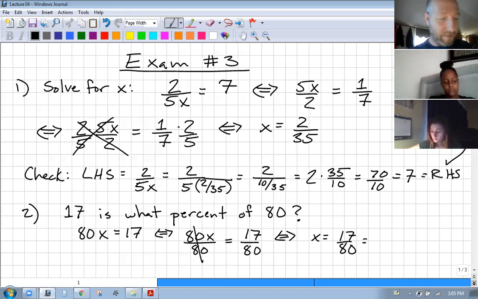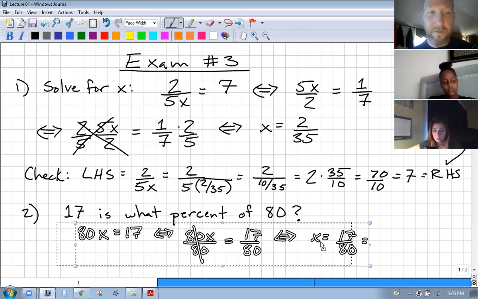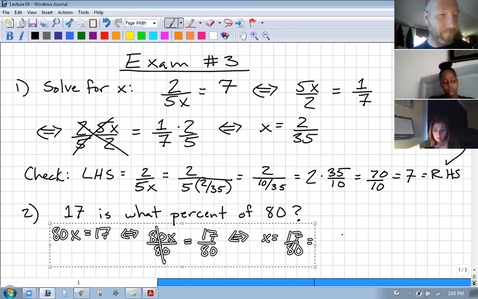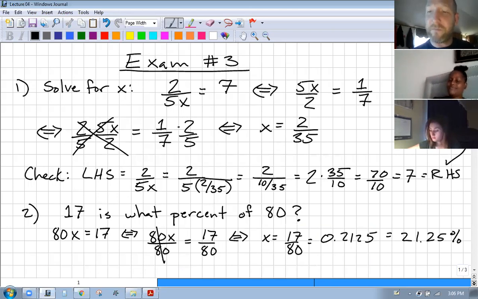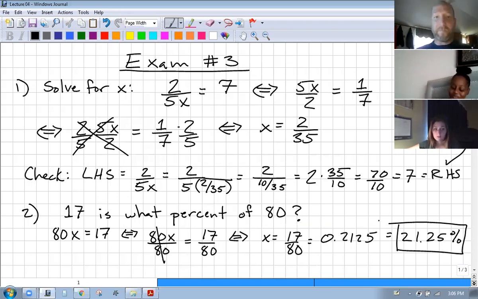17 over 80. 17 divided by 80 is 0.2125. And as a percentage, that would be 21.25%. Okay.